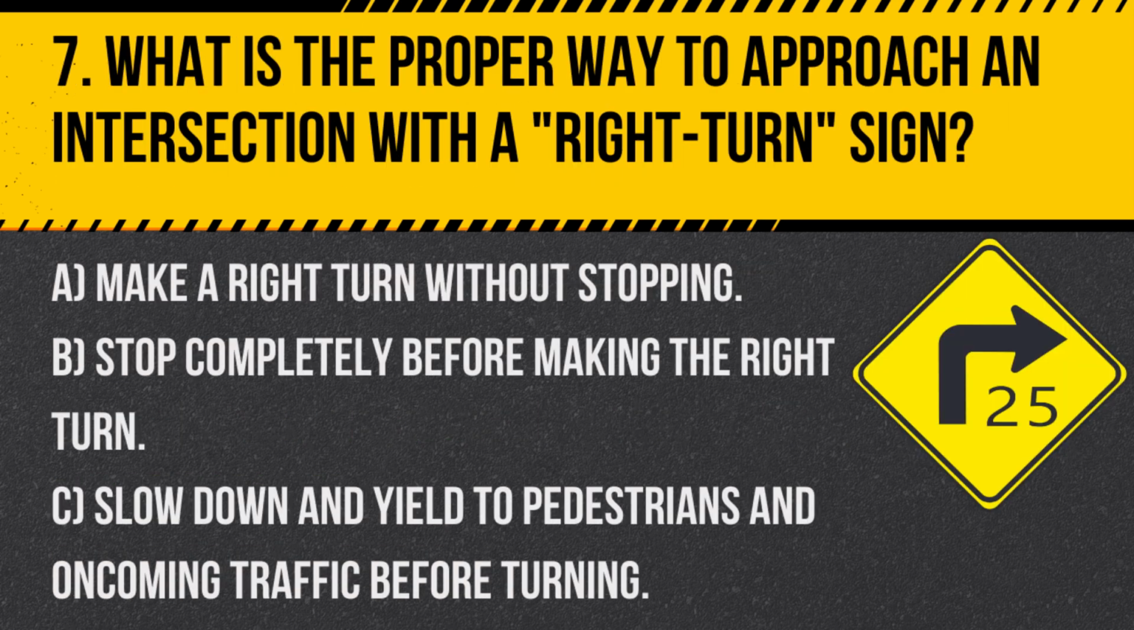Question 7. What is the proper way to approach an intersection with a right turn sign? A. Make a right turn without stopping. B. Stop completely before making the right turn. C. Slow down and yield to pedestrians and oncoming traffic before turning.